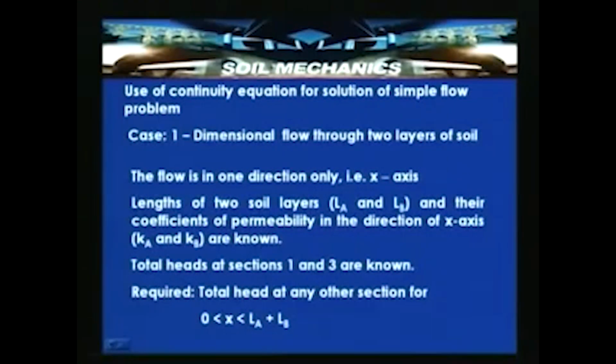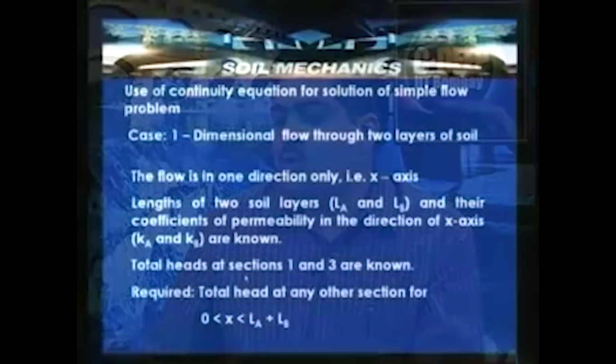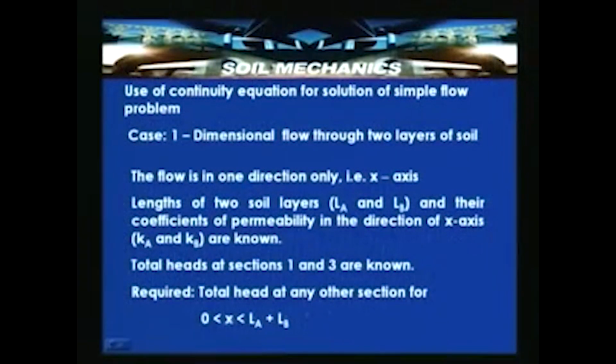That means we do not know H2 in between, but we can determine it using the deliberations we are going to discuss. The total head at 1 and total head at 3, which is shown in the figure in the previous slide, can be noted. So, what is required now is the total head at any other section for distance between 0 and LA plus LB.